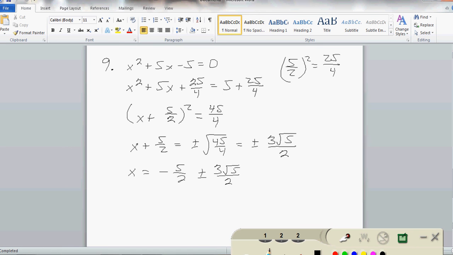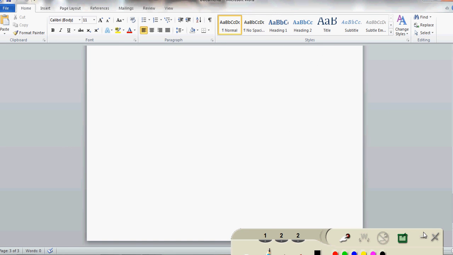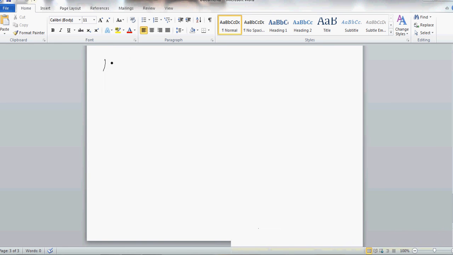And then the final example for this particular video is example number 10. 3x squared minus 2x minus 4 equals 0. And one thing, in order to complete the square, we basically need to have the x squared all alone. So the very first thing we have to do is divide through everything by 3 to get rid of this 3 right here. So there'll be x squared minus 2/3 x minus 4/3.